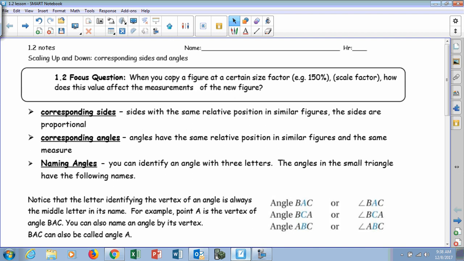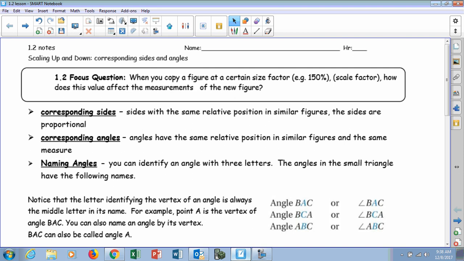So we got some new words to learn today. Corresponding sides. Again, that's sides with the same relative position in the figures, but they're proportional, not the same length. We talked about the figures yesterday. We doubled, right? Those were not the same size. They look the same. If you looked at the triangle, you could see where the flat sides were, where the diagonal was. One was just bigger than the other, right?